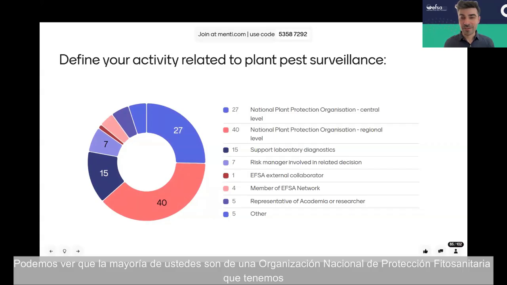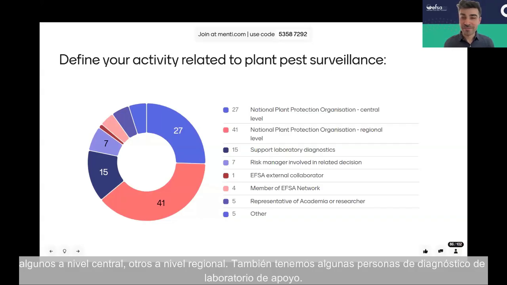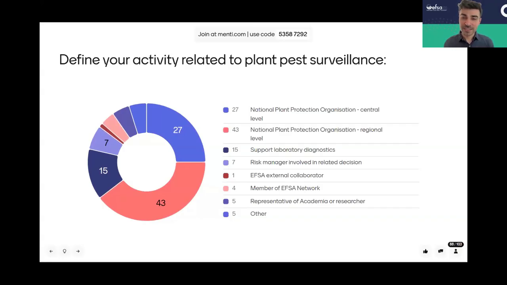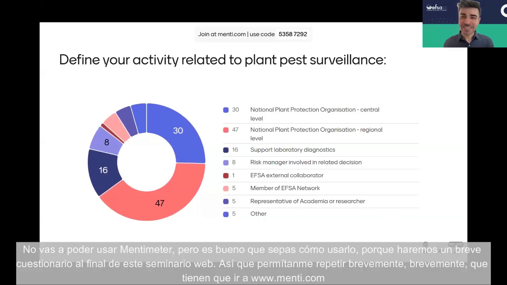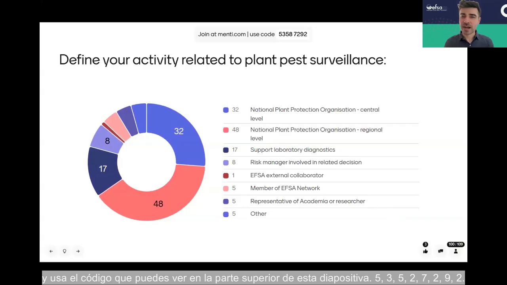We can see that most of you are from national plant protection organizations. We have some from central level, some from regional level. We also have some people from support laboratory diagnostics. Okay, so half of you already answered. I don't know if some of you are not able to use Mentimeter, but it is good for you to know how to use it because we will do a short quiz at the end of this webinar. So let me briefly repeat that you have to go to www.menti.com and use the code that you can see in the upper side of this slide, 53527292.